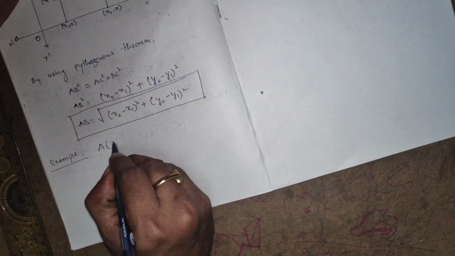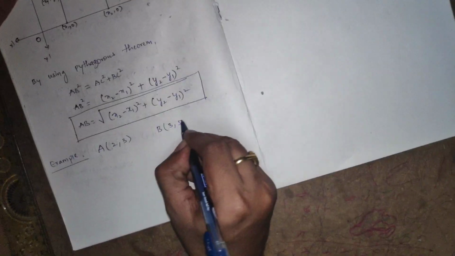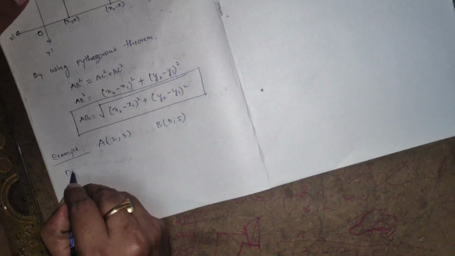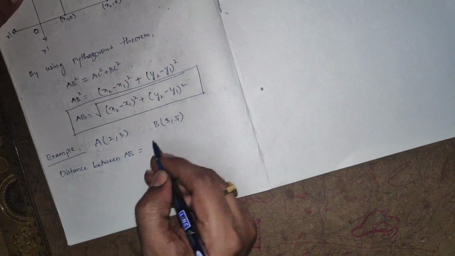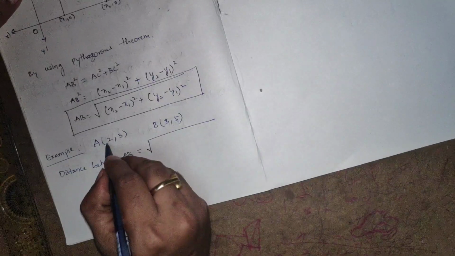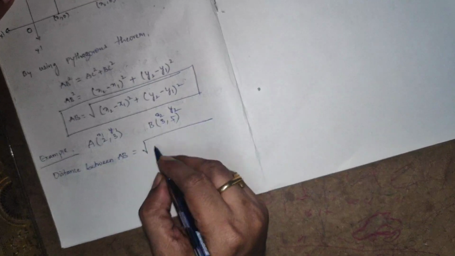So let the coordinates of two points A be (2, 3) and B be (3, 5), and we need to find the distance between these two points. So the distance AB is equal to the root of (x2 minus x1). This is x1 and this is y1, and this is x2 and this is y2. Now, (x2 minus x1) whole square plus (y2 minus y1) whole square.